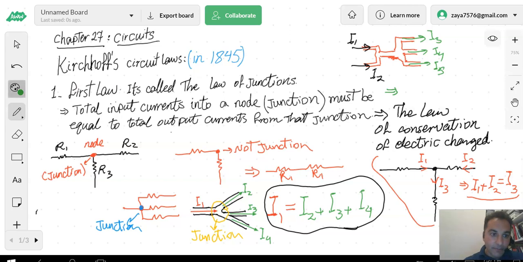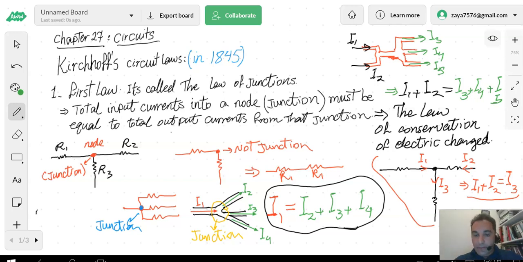I can say my total input I1 plus I2 is equal with my total output I4 plus what? I5. Why it doesn't write here? I5, there you go. Okay? So this is called the first law of Kirchhoff, or Kirchhoff's first law, which is called the law of circuits.